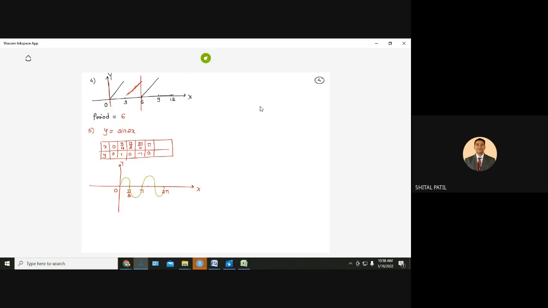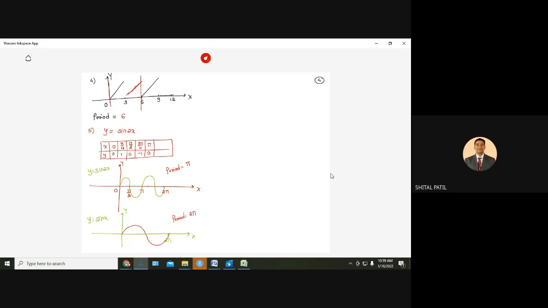Whereas this is for y equal to sine 2x. And if we draw the graph of y equal to sine x, it will be like this. X-axis, y-axis, this is 2 pi. The graph is like this. And so on. So what is the period here? Period is pi. And for sine x, what is the period here? Period is 2 pi.